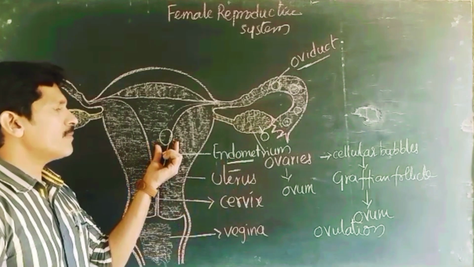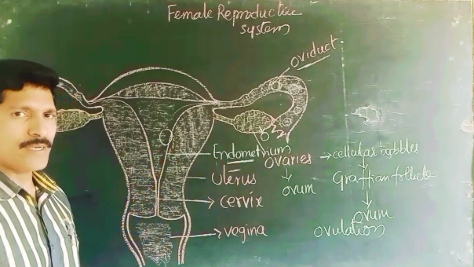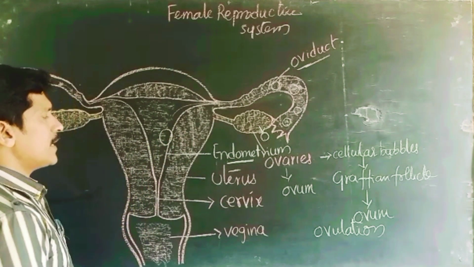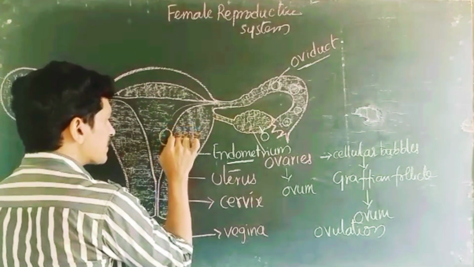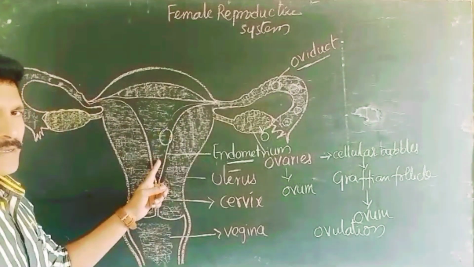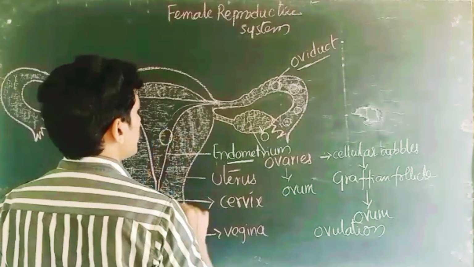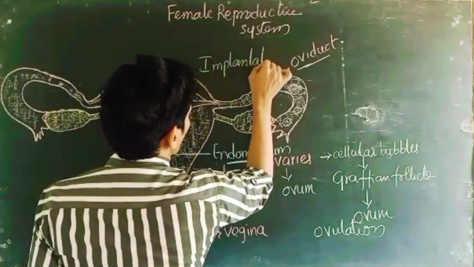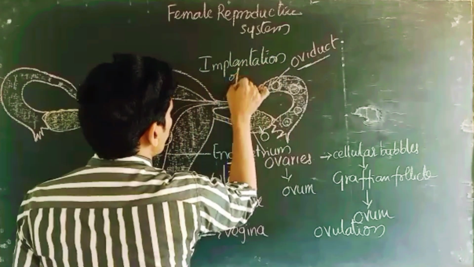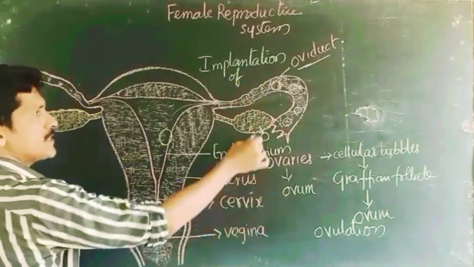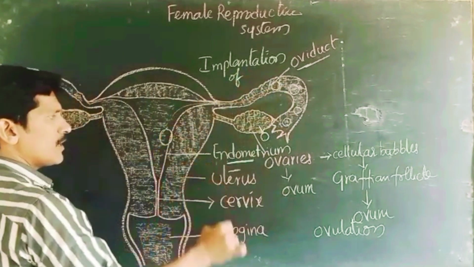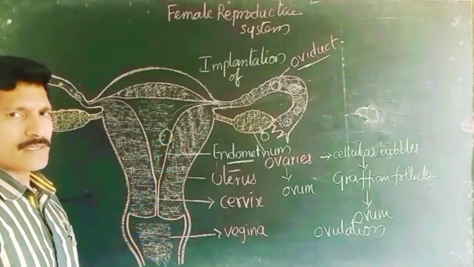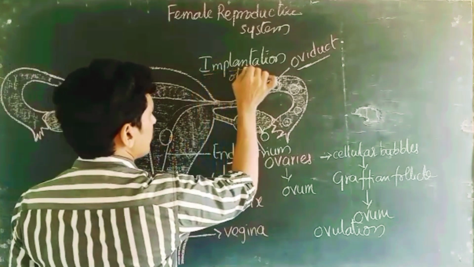Once the zygote is attached to the endometrium, it sinks into the bottom layers of the uterus. Once attached to the endometrium, it is called implantation of the embryo. After fertilization, when the ovum runs down and attaches to the inner wall of the uterus, and once it attaches, it sinks into the bottom layers. That process is called implantation of the embryo.